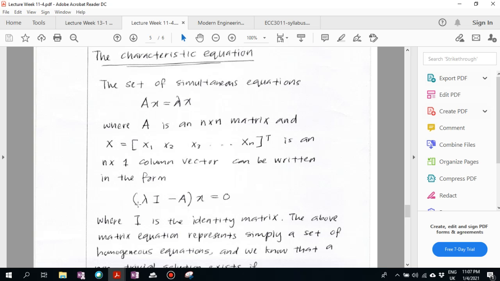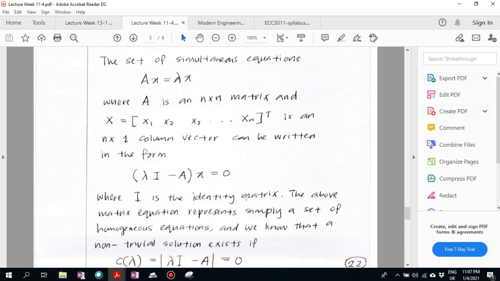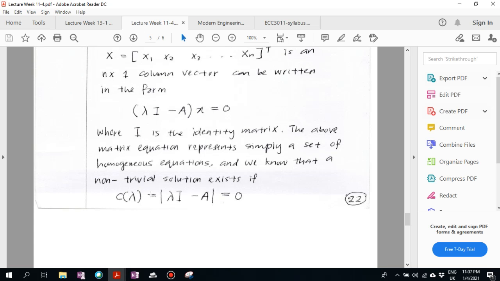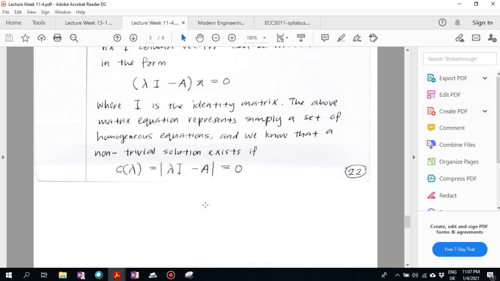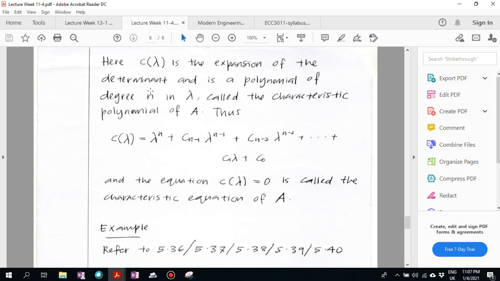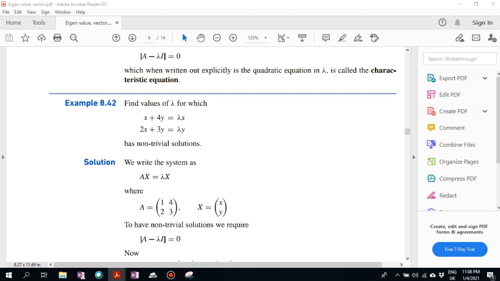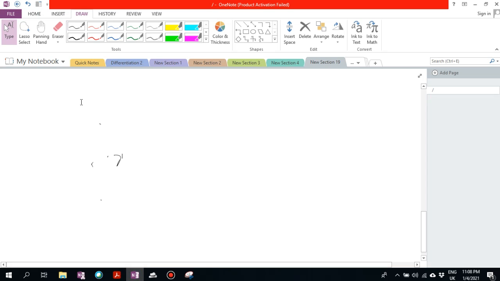In written form we can use lambda times I, where I is the identity matrix, minus A, times x equal to 0. The above equation can be simplified to C lambda equal to the determinant of lambda I minus A equal to 0, where C lambda is the expansion of the determinant into a polynomial of degree lambda, which is called the characteristic polynomial of A. Okay, so we can show you some examples related to eigenvalue.